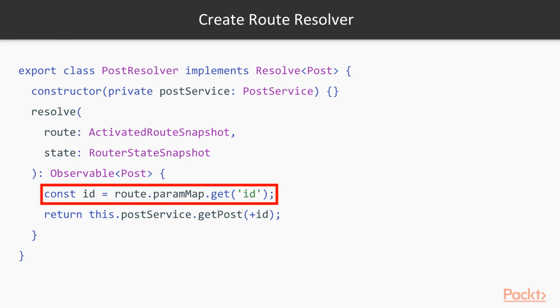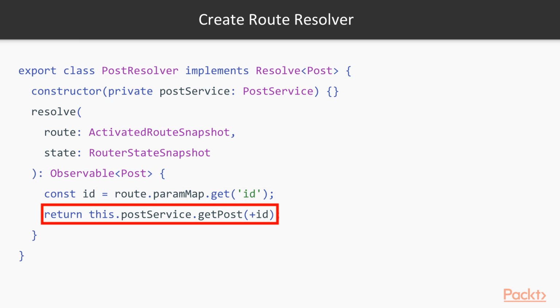I can get the ID from the param map. You can see we have a get function and we need to provide the name of the router variable, which is ID. And then I used post service to get the single post.